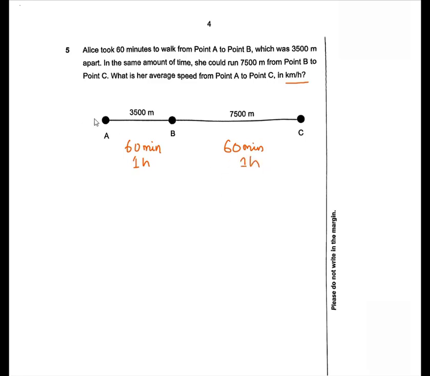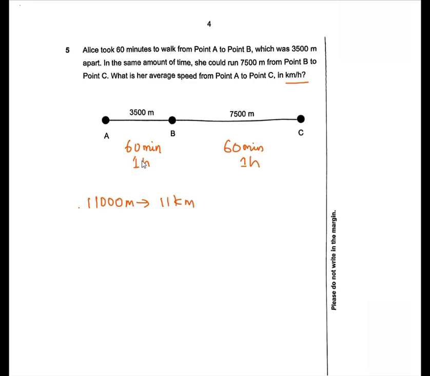So what we have to do in such a question is find the total distance. The total distance is 3,500 plus 7,500. 7,000 plus 3,000 is 10,000. 500 plus 500 is 1,000. So the total distance is 11,000 meters. And in terms of kilometers, how much is that? You're converting meters to kilometers. You divide by 1,000. So when you divide by 1,000, you get 11 kilometers.